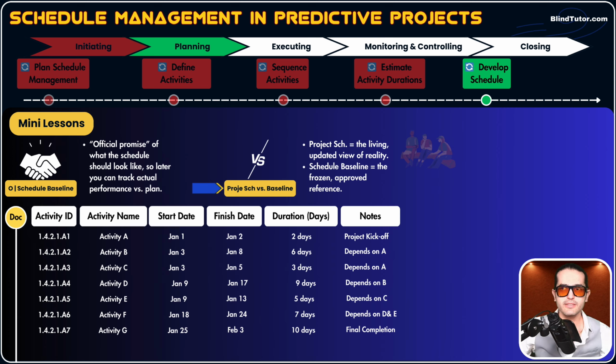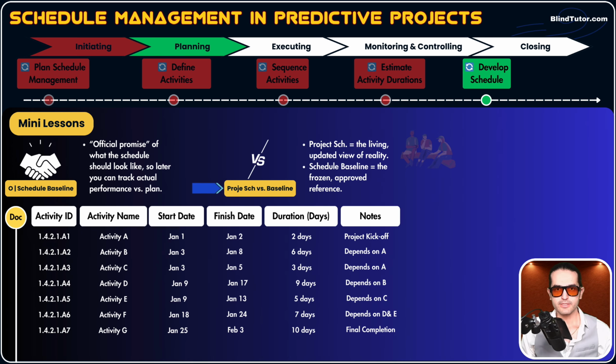So the schedule baseline is only the approved dates. It contains the planned start and finish dates that were officially approved by the sponsor. It is frozen, meaning you cannot change it unless a change request is approved. Columns you usually see in the schedule baseline are baseline start, baseline finish, and baseline duration. This never changes unless you re-baseline. But the project schedule is the real, live, updated schedule you're working with. It contains the current dates based on actual progress.